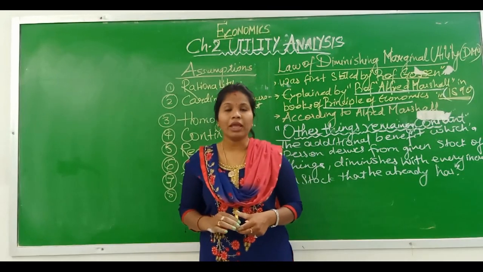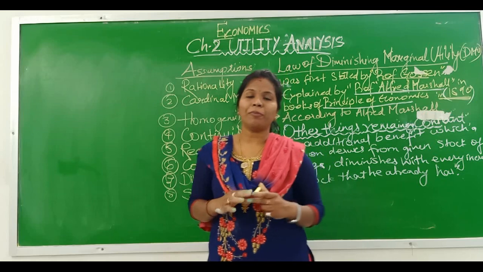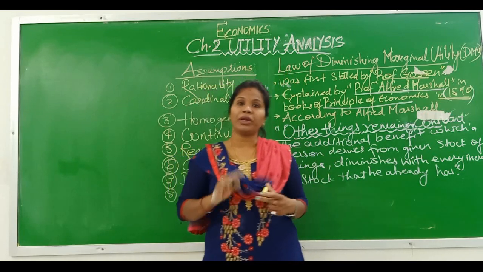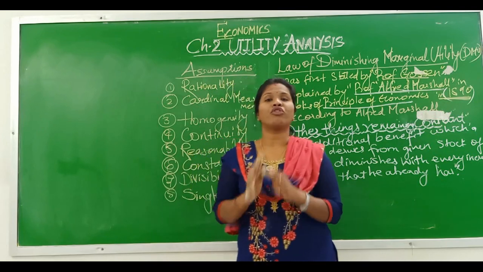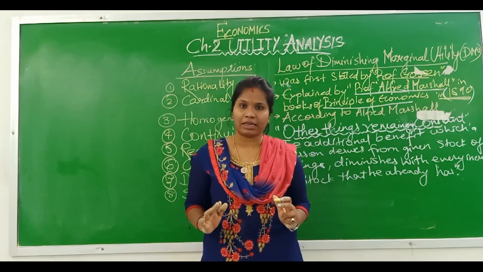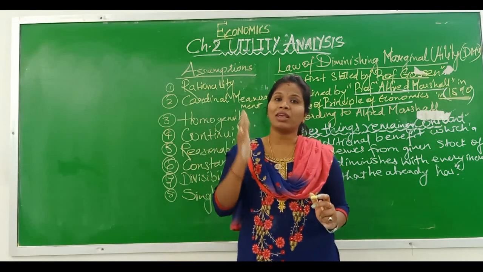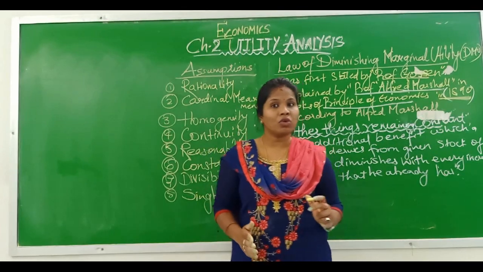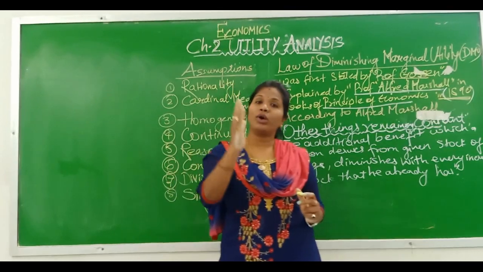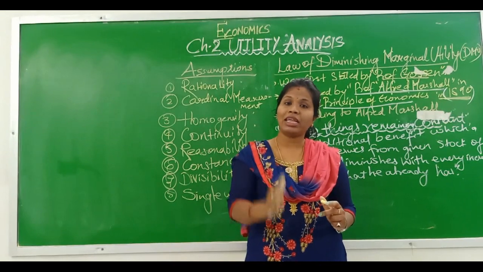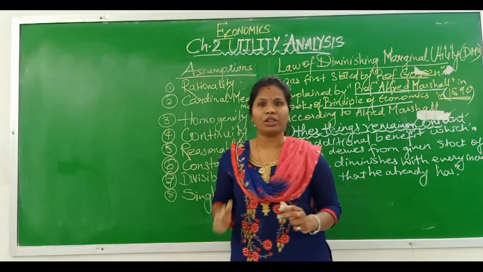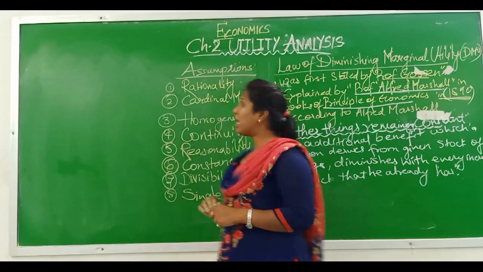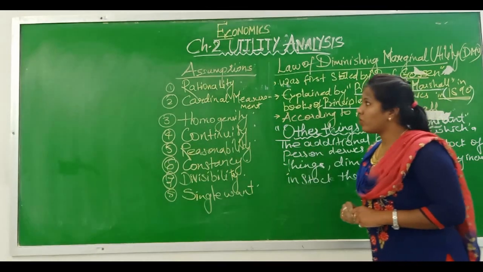It should not be like first unit plain milk, second unit made Bournvita, third unit shake, fourth unit tea, fifth unit coffee. It should not be like this. It should be for the single purpose only. If it is used only for tea, it should be only tea. If it is used for making curd, it should be only curd for all the units. So these are the assumptions of the law.